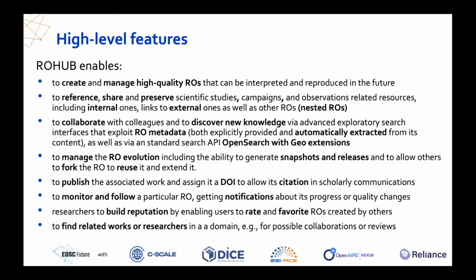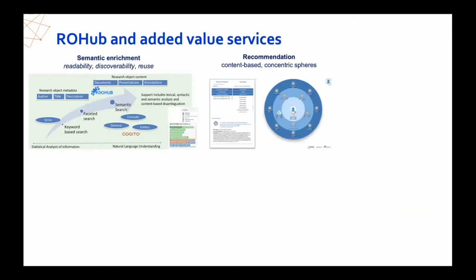Of course, then you can publish information, you can assign a DOI, you can put that information in different platforms in EOSC like Zenodo or B2Find, as you will see in a moment, to monitor and follow how the research object is being modified by others. For example, get notifications. You can also build reputations and find additional researchers based on similar works. So these are the added value.